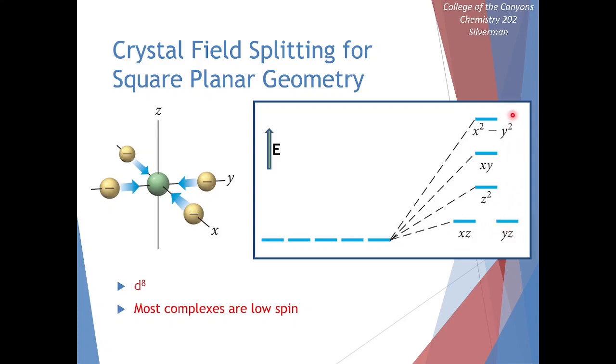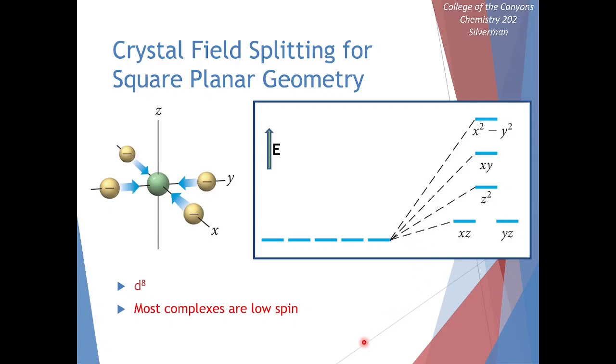1, 1 as we go up: the most overlap is with the x squared minus y squared orbital, then the next most by the xy orbital, and a little bit of overlap with the dz squared orbital. We want to remember this pattern when we have a square planar geometry. This is how our d orbitals look in that energy landscape.